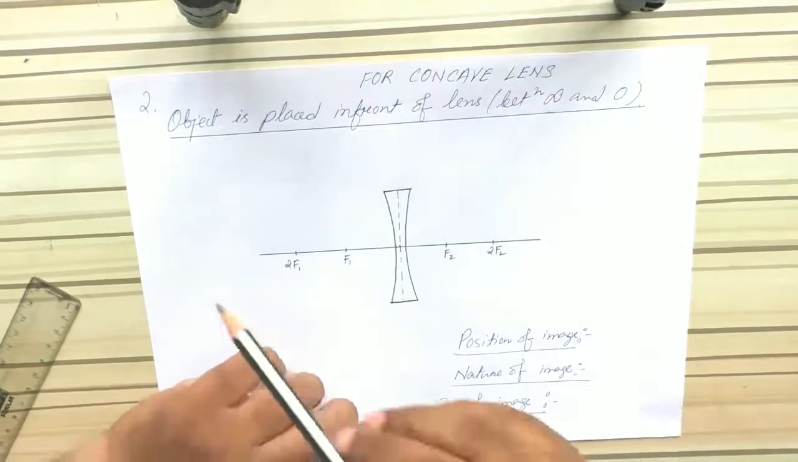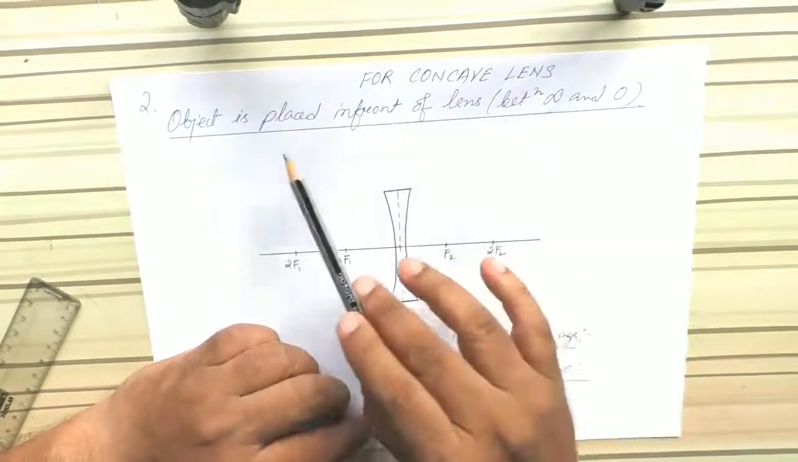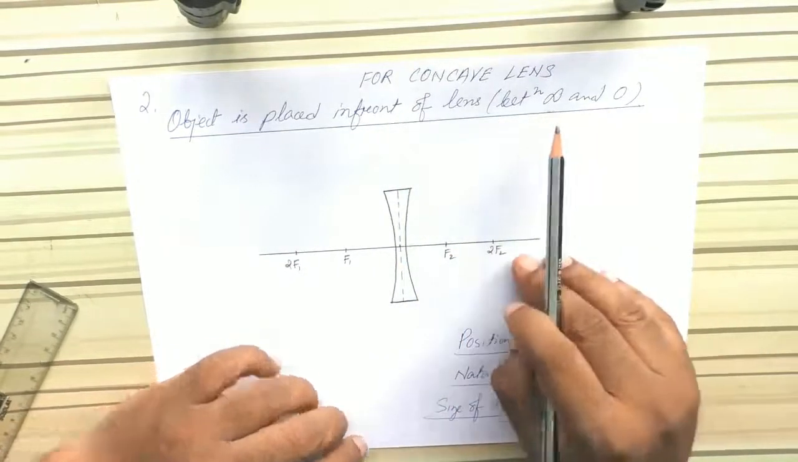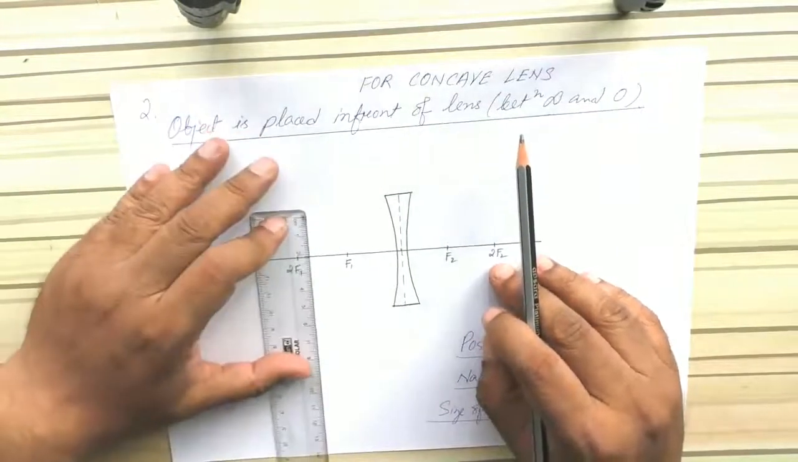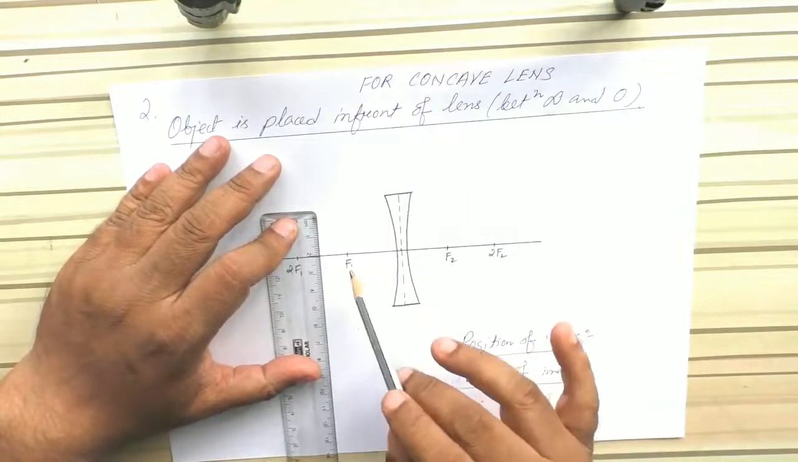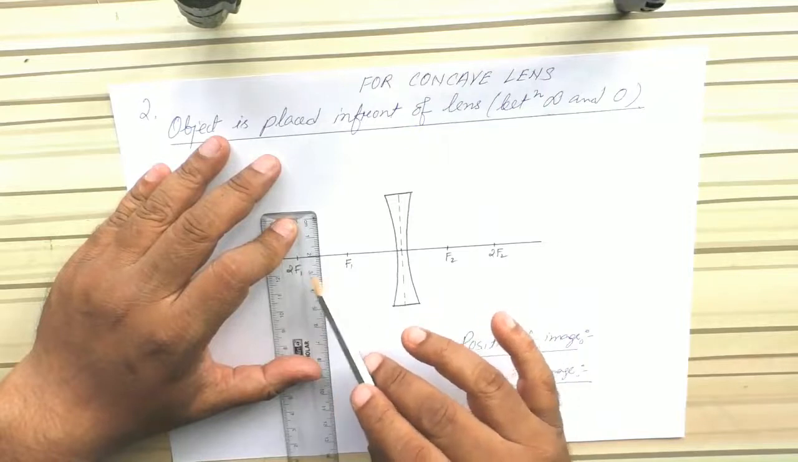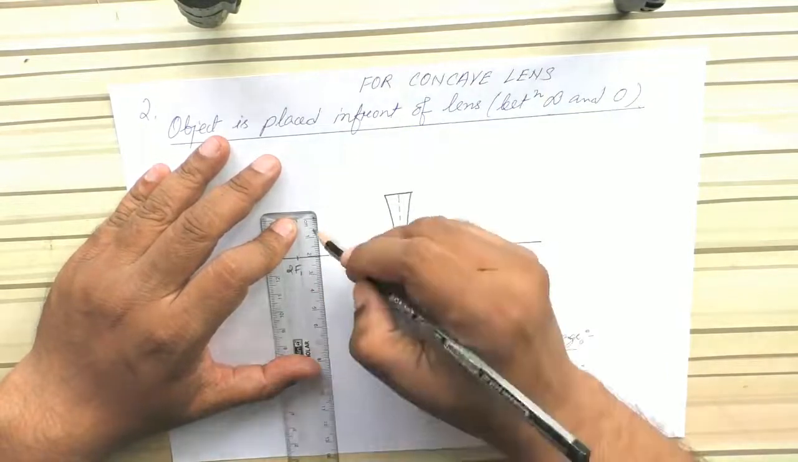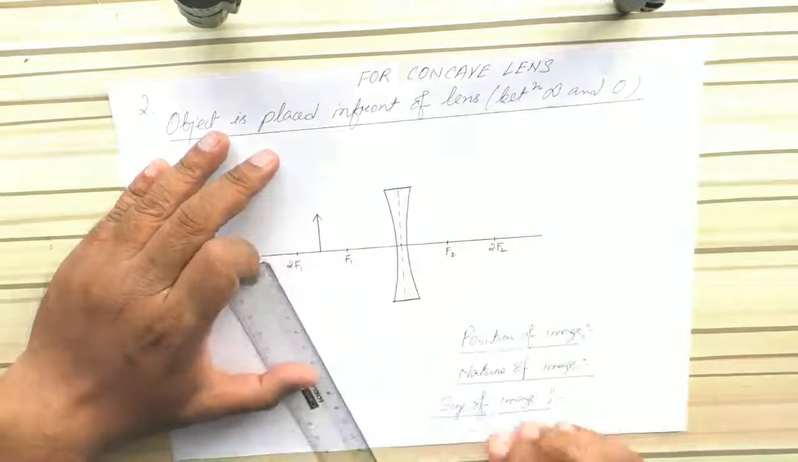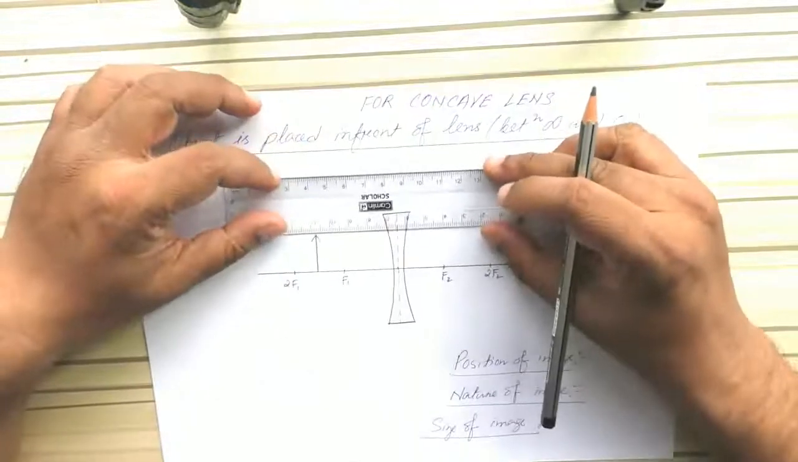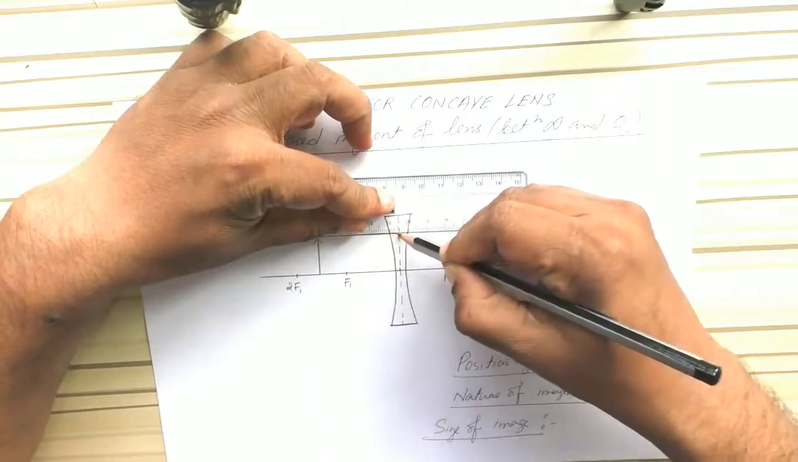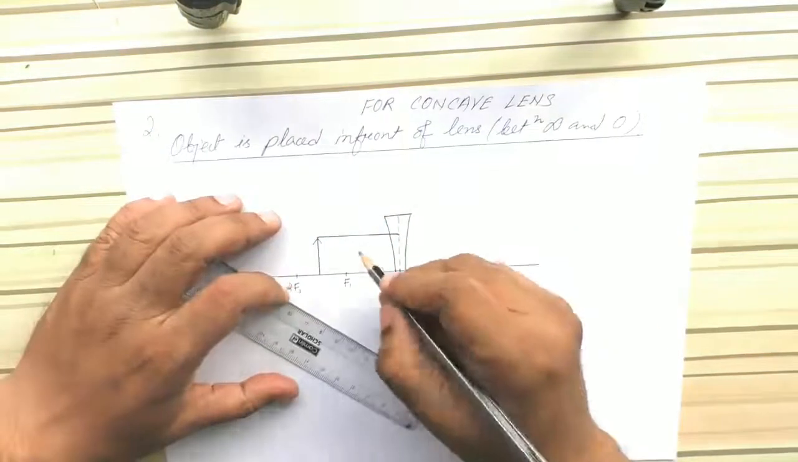Now we are going to discuss point number 2 for concave lens, where object is placed in front of the lens anywhere in between infinity and optical center. So I am placing an object in front of the lens, between focus and center of curvature, but you can place anywhere in front of the lens. This is the object placed in front of the lens. A ray of light incident parallel to the principal axis from the top of the object.